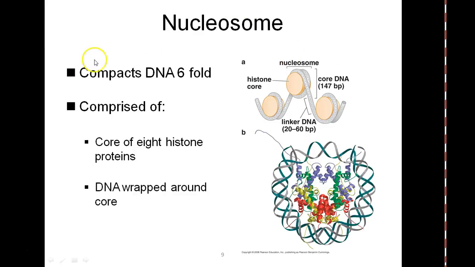So at this level of organization, DNA is compacted six-fold, and the nucleosome is comprised of the core of 8 histone proteins. Here we can see the core in orange, and the DNA that is wrapped around. There are about 147 base pairs of DNA that wrap around the core. And then there is this linker region, between nucleosomes, which is about 20 to 60 base pairs long.